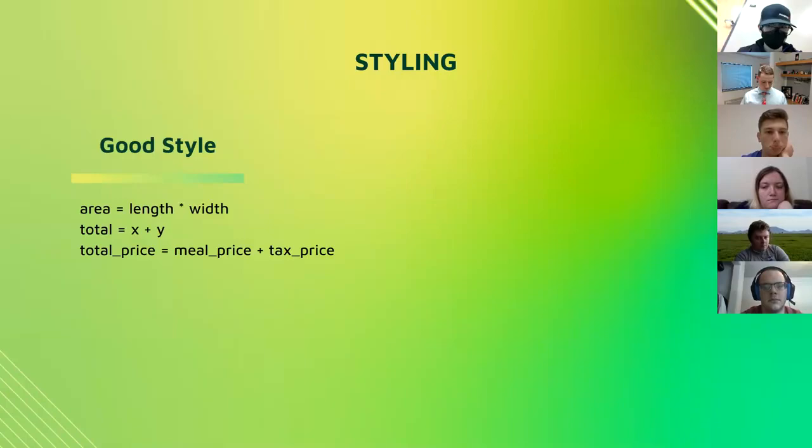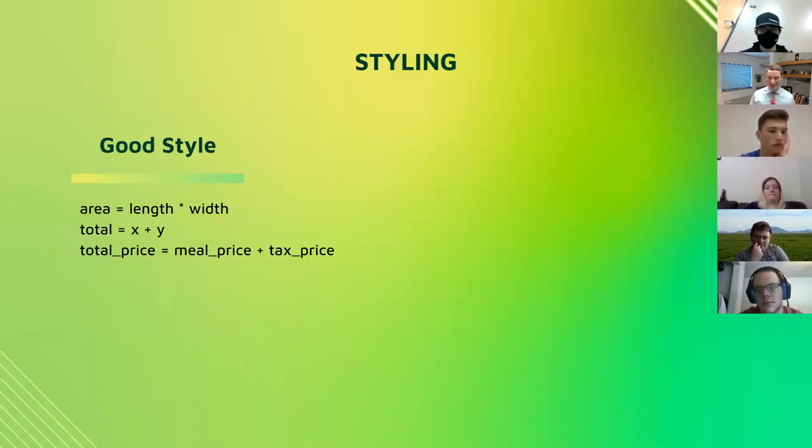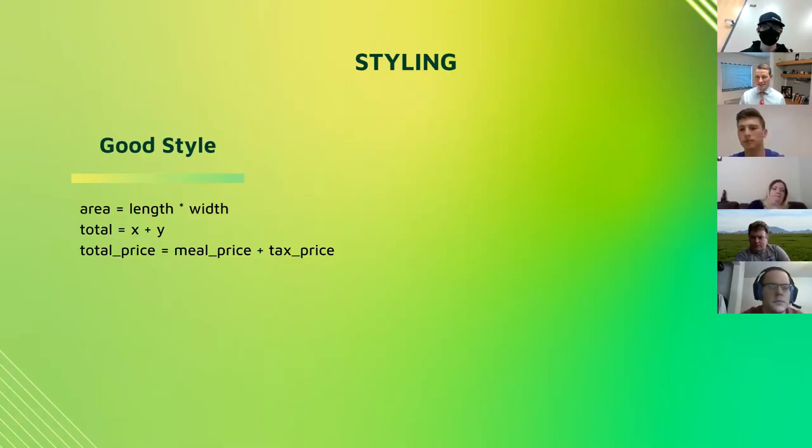The spacing between everything, like area, space, equals, space, length, space, times, space, width. It does look nice, doesn't it? Okay, anything else? Anyone else notice something different? All of the variables are lowercase and have underscores where spaces would normally be. Yeah, seriously, that's awesome. Great. Anything else? Also, those variables have proper names. They're not so simple that you can't understand them later when you go back to it. Yep, it's very clear what they're referring to.